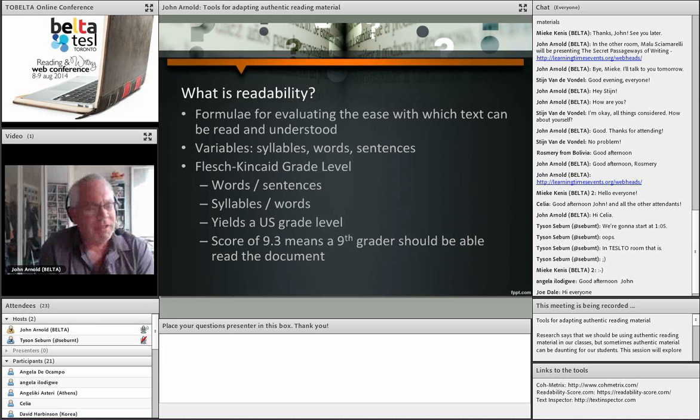So I introduced the concept of readability. But like I said, I needed then to do something with converting the grade level, because the grade level for a native speaker necessarily does not mean that an L2 speaker will be able to read that text with ease.